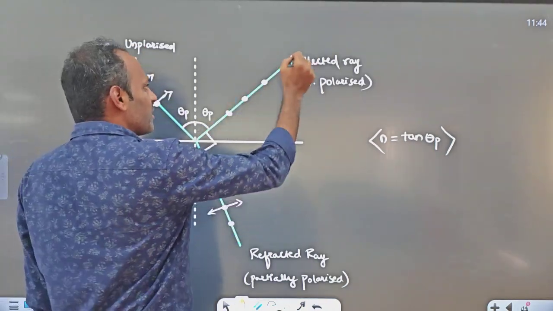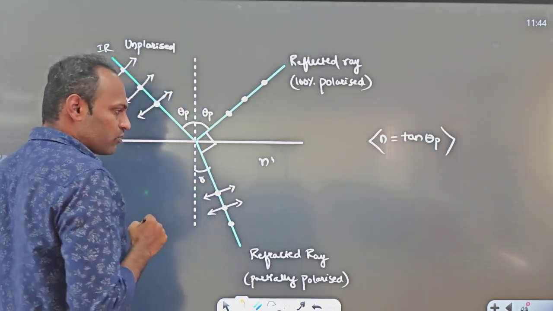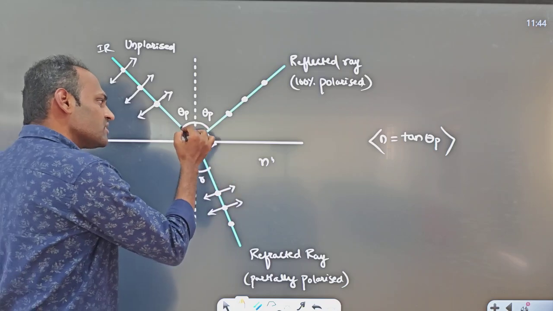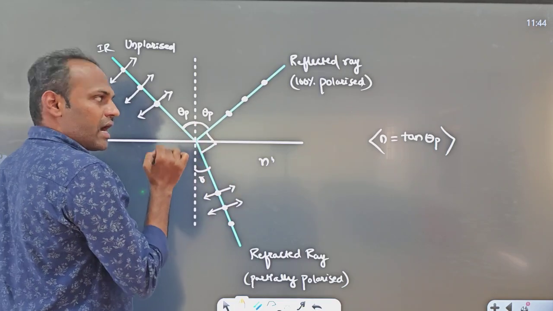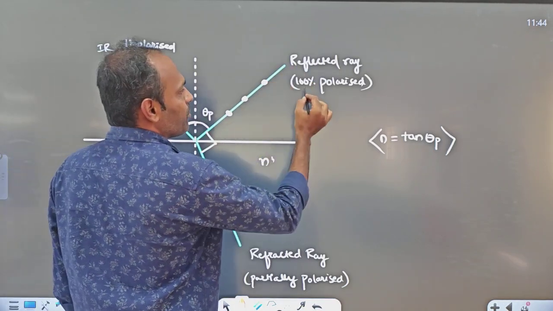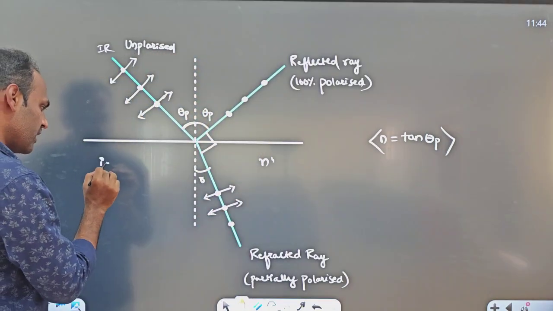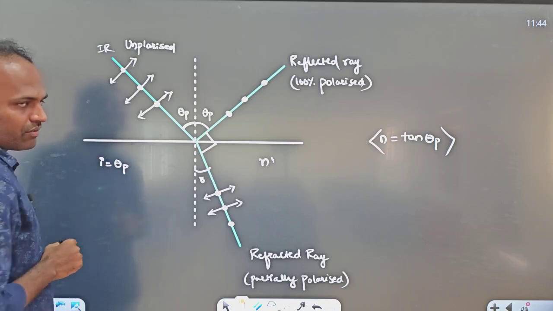A part of light will be reflected and a part of light will be refracted into the next medium whose refractive index is n. When the angle of incidence is equal to the polarizing angle, at that time the reflected light ray will be 100% polarized. But here, what should the angle of incidence be? The angle of incidence should be the polarizing angle.